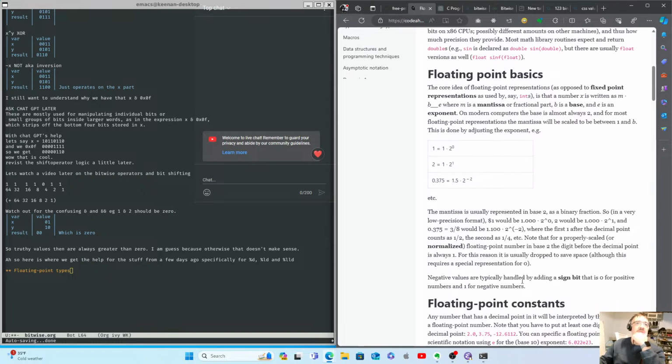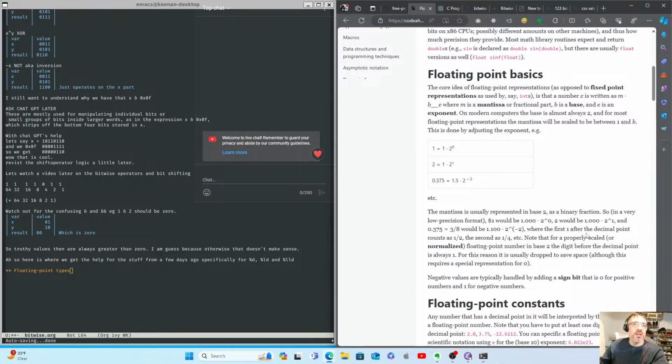The mantissa is usually represented in base 2 as a binary fraction. So in a very low precision format, 1 would be 1.000 times 2 to the 0. 2 would be 1.000 times 2 to the 1, and 0.375, which equals 3 over 8, would be 1.100 times 2 to the -2.